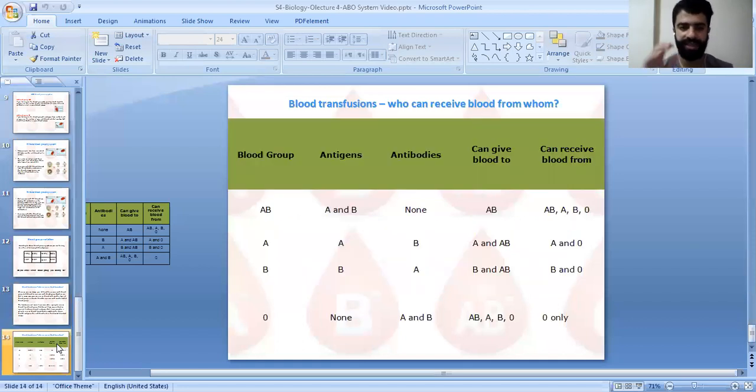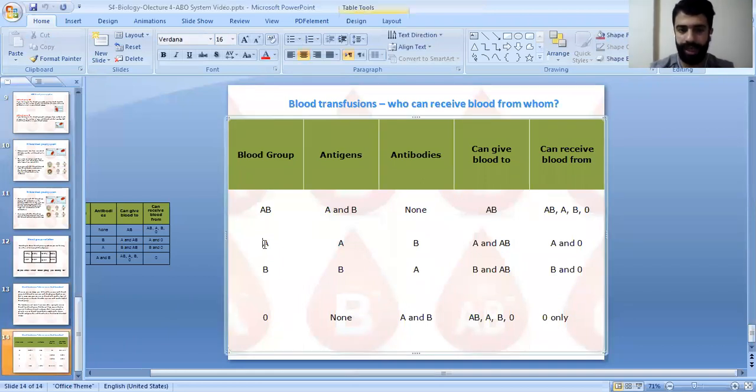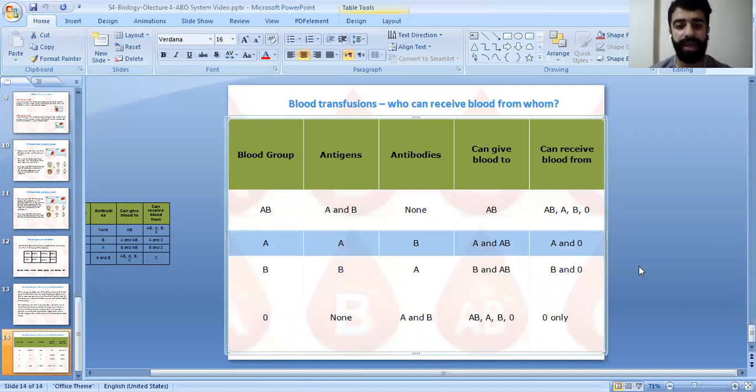Let's look at this table. Let's start with blood group A. Blood group A, which antigen? I have antigen A. Which antibody? We have antibody B. So blood group A can donate only to A and AB, while it can receive only from A and O.